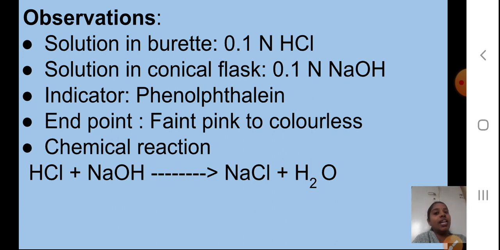Faint pink to colorless. Yes, as I told you, it depends upon how many drops of phenolphthalein you add. If you add more phenolphthalein, it will take more time to become colorless. If you add hardly 1 drop, then it will be faint pink, which will become colorless, and you will get the reading.